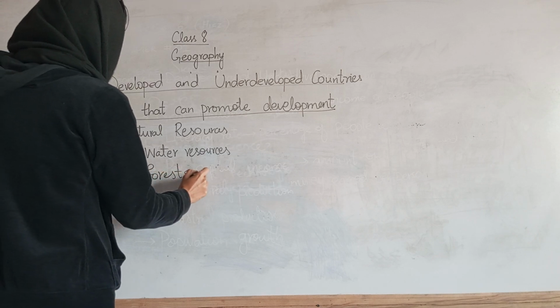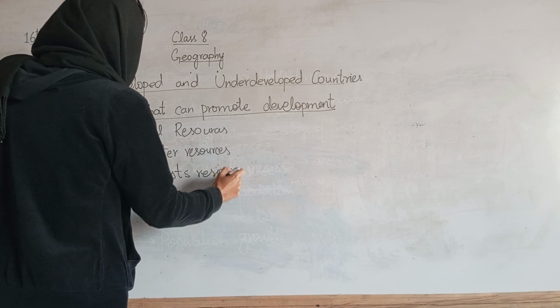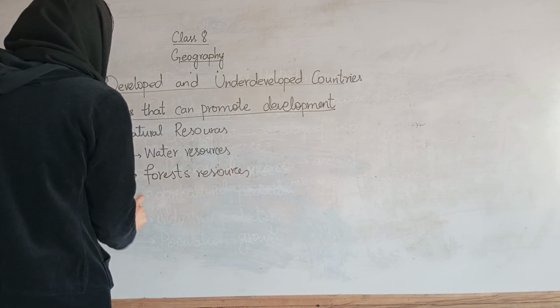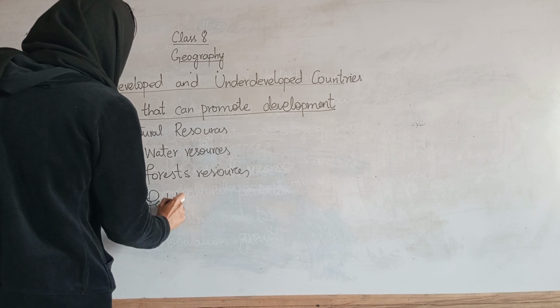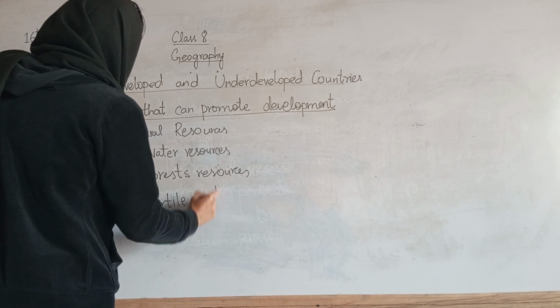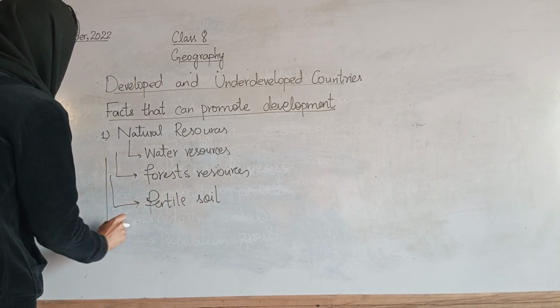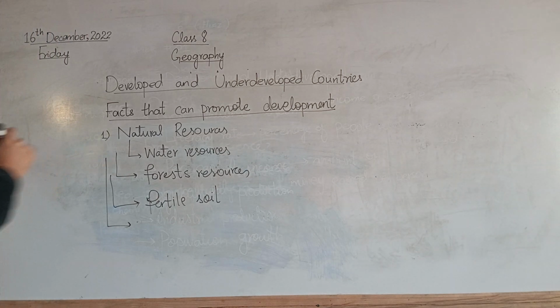Forest resources. If you have fertile soil, I talk about water resources, can you guess what type of water resources are helpful for the development of countries, that can promote development in underdeveloped countries? Yes, if water resources like oceans and rivers are present in a country, they will be helpful.